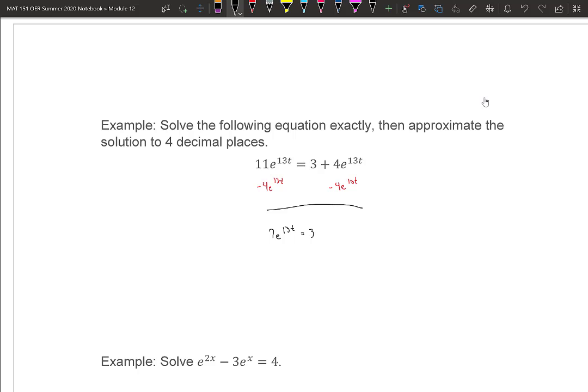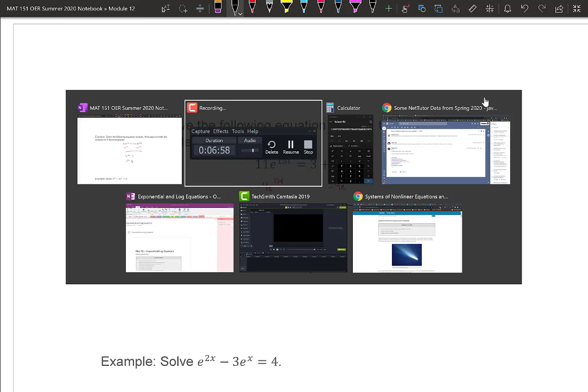And this puts you in a very similar scenario as last time, right? If I divide that 7, now I can solve, right? So take a minute and solve that for t and approximate it to 4 decimal spaces.